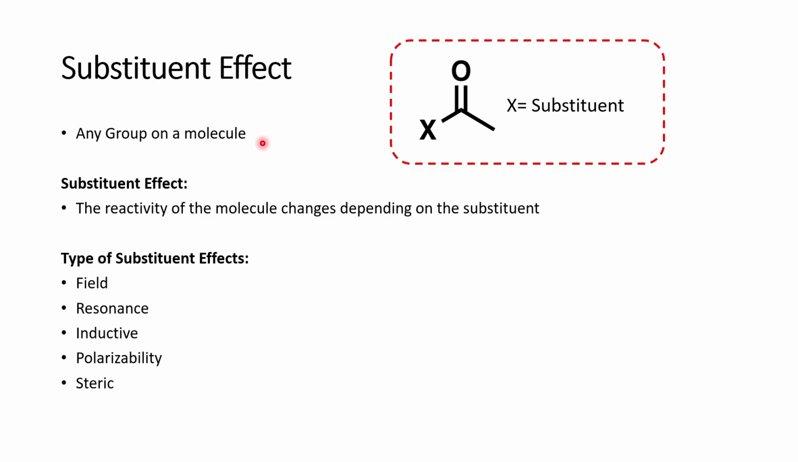A substituent is any group on a molecule that is attached to a reactive functional group. For example, in this slide you can see I have drawn a ketone functional group and next to that we have X, which is a substituent. This X can be any type of group or molecule, for example methyl, nitro, hydroxy, even hydrogen.